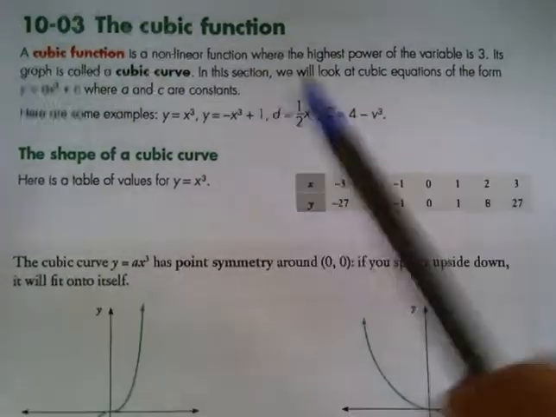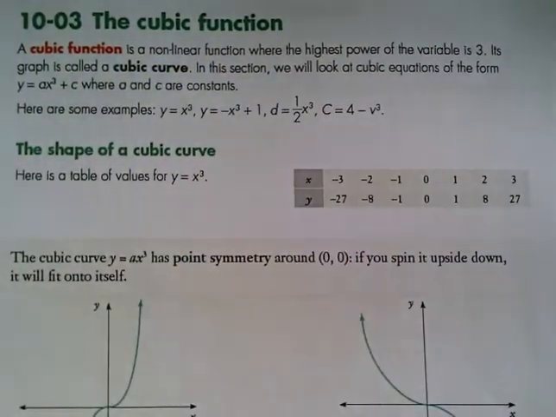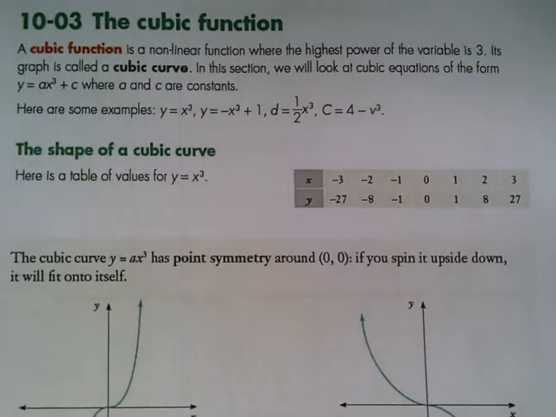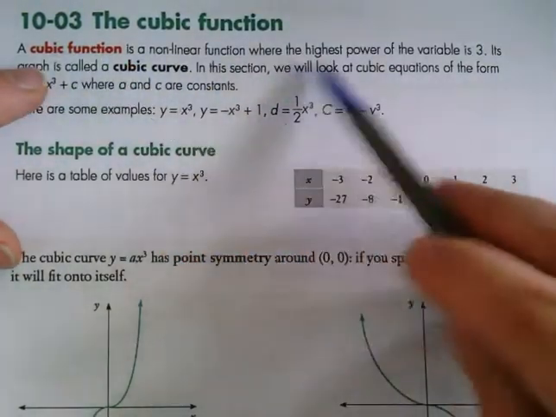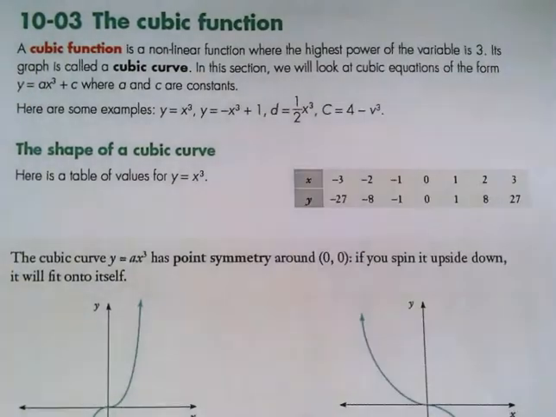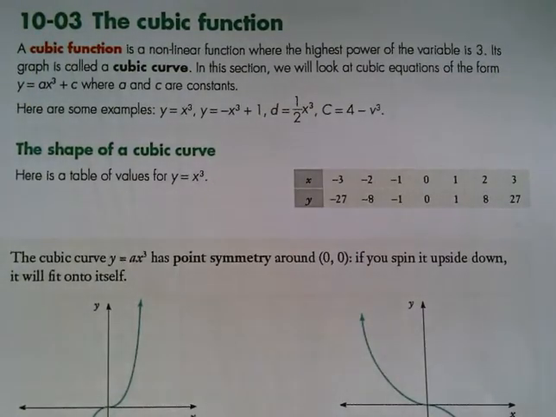The cubic function. We're in the topic called nonlinear functions. We've looked at one type already, which is the quadratic function, or the parabola. The next type of nonlinear function we're looking at is a cubic function. It's called a cubic function because the highest power of the variable is 3, like when you do something cubed, you do it to the power of 3. So this is a cubic function.